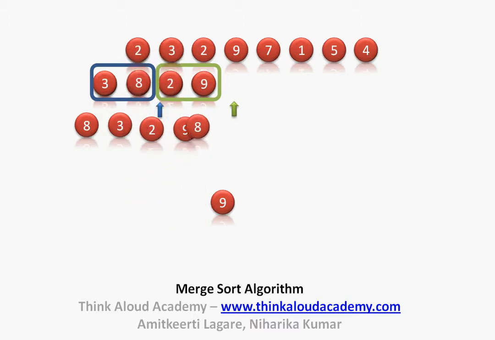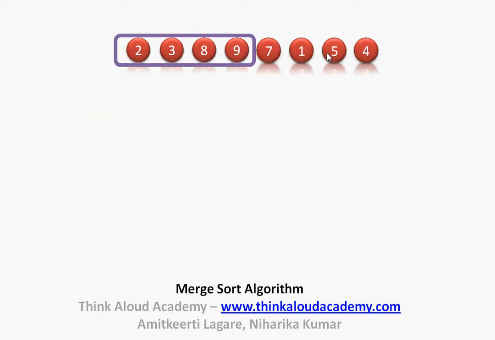So 2 goes in its place, 3 goes in its place, 8 goes in its place, and 9 goes in its place. So now what we see is that in the main list of 8 elements, the first 4 elements have got sorted. Now what we are left with is the right half.